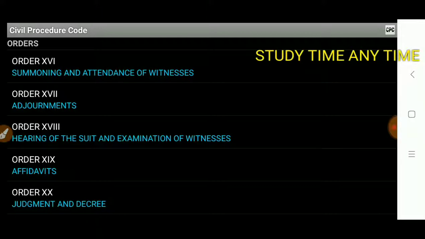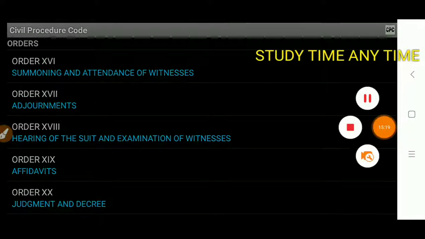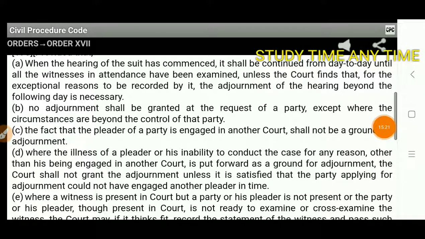And then order 17, there is adjournment. Adjournment, that today we have filed the written statement. Now there will be adjournment for deciding any other application that is pending before the court. So these are some grounds that are mentioned for adjournment, that when hearing of the suit has commenced, it shall be continued from day to day until all witnesses are examined. And then the second point is no adjournment shall be granted at the request of the party.